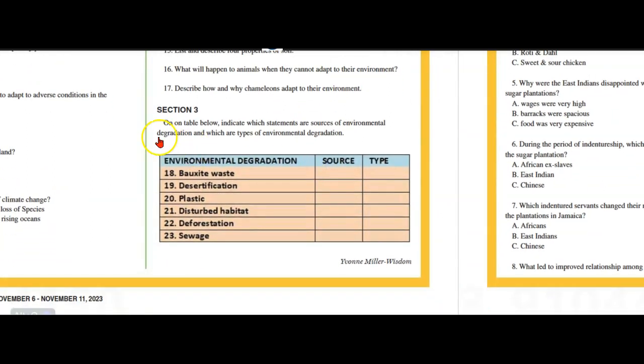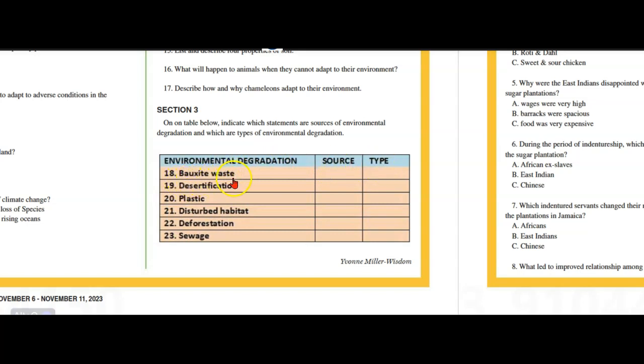Section 3. On the table below, indicate which statements are sources of environmental degradation and which are types of environmental degradation. Let's go with this again. So section 3, on the table below, indicate which statements are sources of environmental degradation and which are types of environmental degradation. Oh, that's better. Let's go. So environmental degradation, is this a source or is it a type?